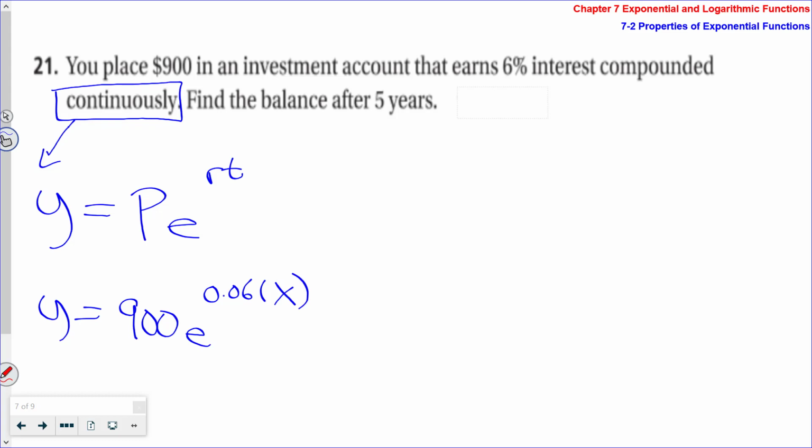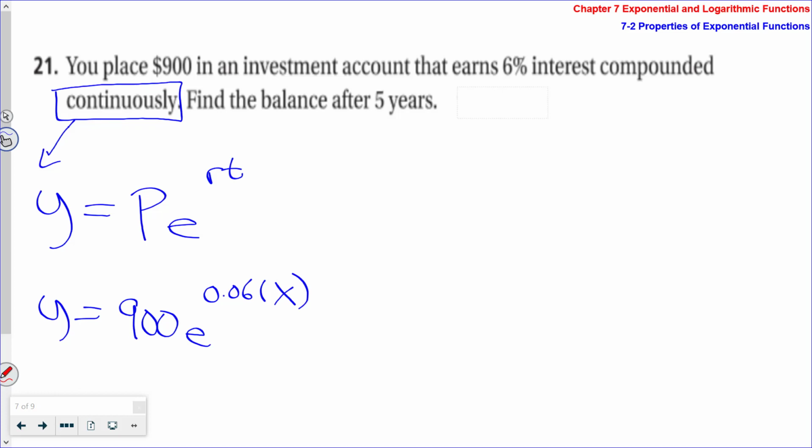Yusuf, you have a question? If it didn't say earn, it said like appreciates, we just keep 0.06? Because if it is earned, don't we put like 1.06 for the rate? Not for the PERT formula, only for the exponential growth formula. Does that answer your question? Yeah. So when we use PERT, no one, just the percentage.